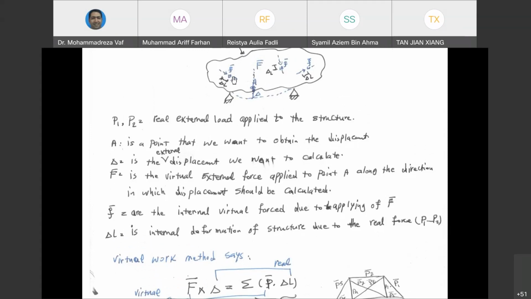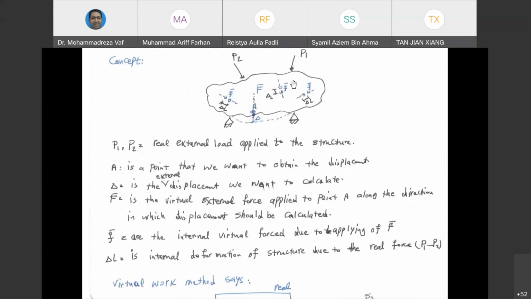This F bar are the force inside your structure when you apply the virtual force to point A. So they don't come from external forces. This internal force is going to be calculated based on the virtual force that you apply to point A. Meaning you need to have one structure without those external forces. You apply F bar only to point A, and you see what is the internal force inside your structure for all members.